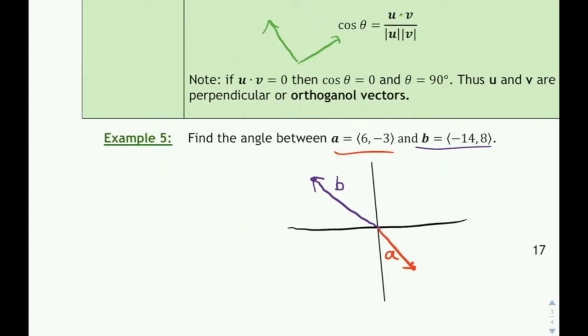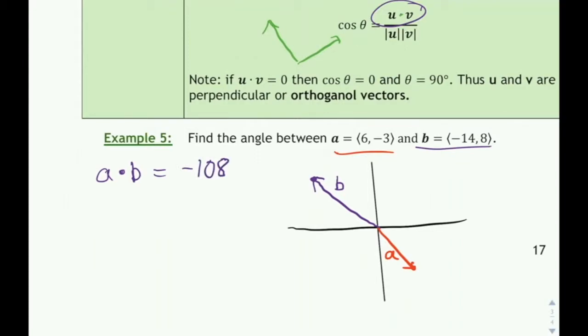So to calculate the angle between them using your formula, you calculate the dot product of a and b, which is going to be equal to, we just did it, 6 times -14 plus -3 times 8. So that was our -108 for your dot product.